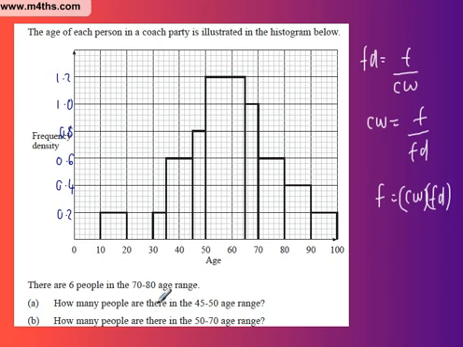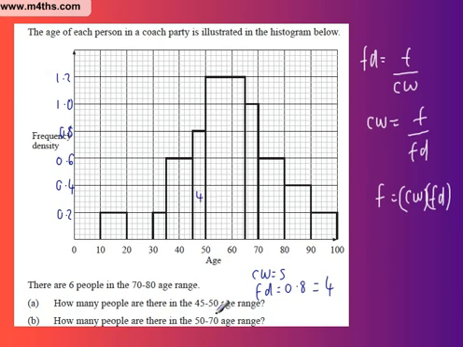So how many people are there in the 45 to 50 age range? Well, this is the one just here, isn't it? So the class width, CW, is equal to 5. The FD now is 0.8. The frequency density is 0.8. So what do we want? We want the frequency. So frequency, remember, is class width multiplied by frequency density. 5 times 0.8 is 4. So there are 4 people. That accounts for 4 people.